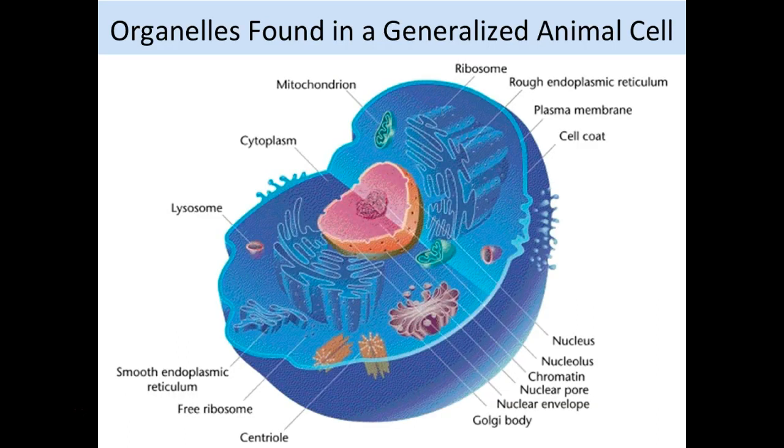Organelles found in a generalized animal cell. Here is a picture of some of the organelles that you will find in a general animal cell, including a nucleus, nucleolus, cytoplasm, lysosome, endoplasmic reticulum, plasma membrane, Golgi body, etc.